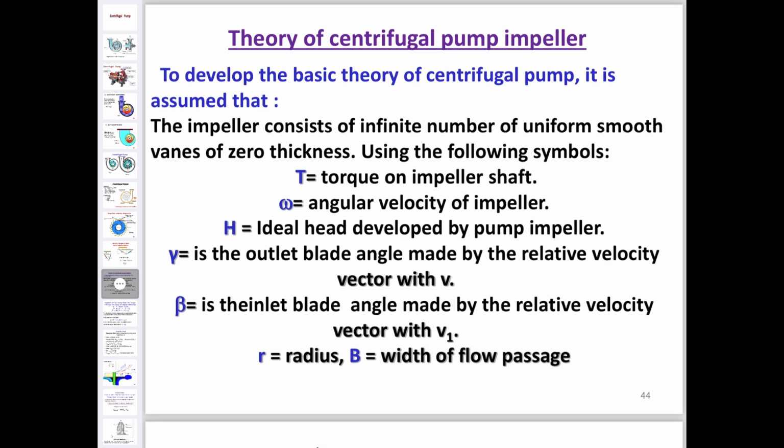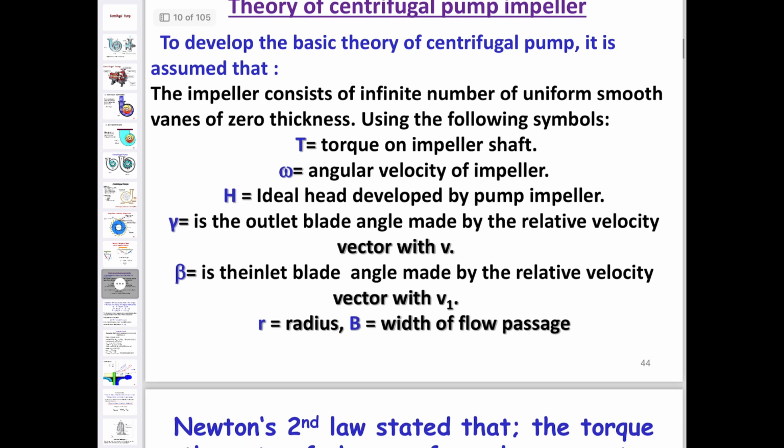It has the assumption that the impeller consists of an infinite number of uniform smooth vanes of zero thickness, using the following symbols: T for torque on impeller shaft, W for angular velocity of impeller, H for ideal head developed by the pump impeller, gamma for the outlet blade angle made by the relative velocity vector, V, beta for the blade angle made by the relative velocity with V1, R for radius, B for width.